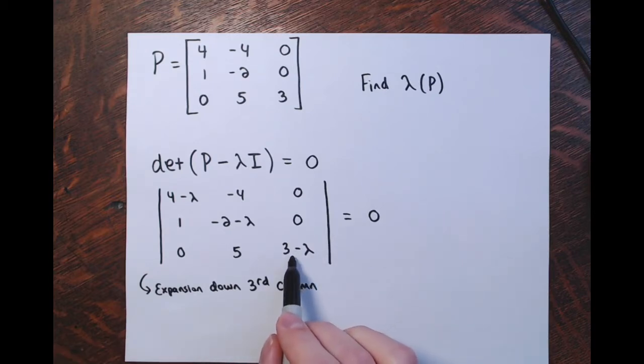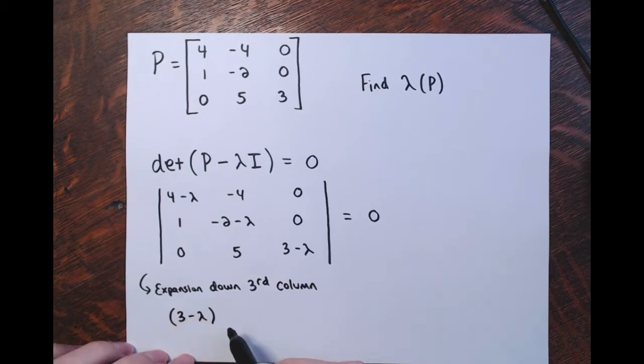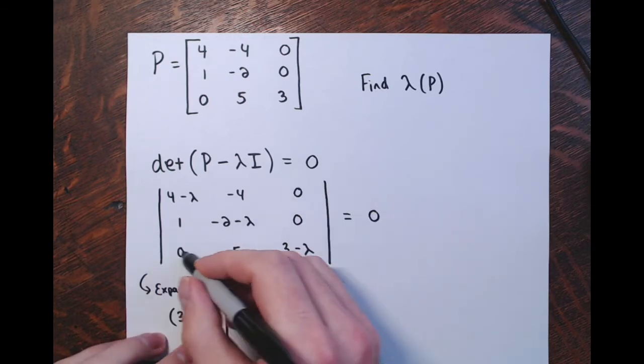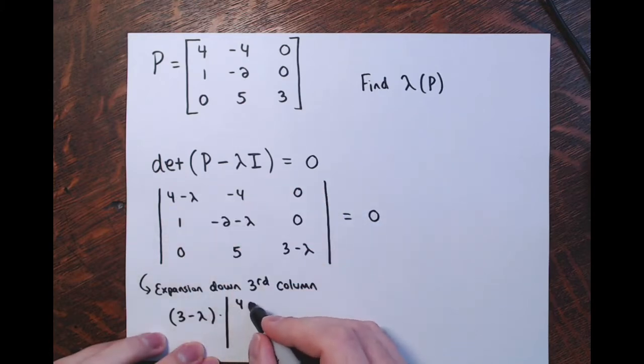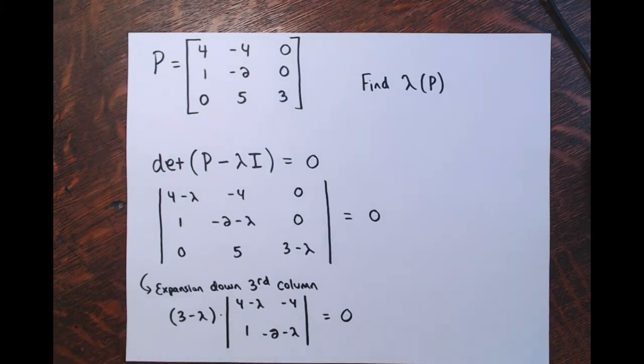Now this position here, this is the third row, third column. That's an even position. So the determinant is going to be 3 minus lambda, and then the cofactor, since it's in an even position, will be equal to the minor. And the minor is the determinant of what's left over: get rid of that row and that column. 4 minus lambda, negative 4, 1, 2 minus lambda. Oh, sorry, negative 2 minus lambda. And again, when's this equal to 0? And then I'll keep expanding, keep working on this determinant.